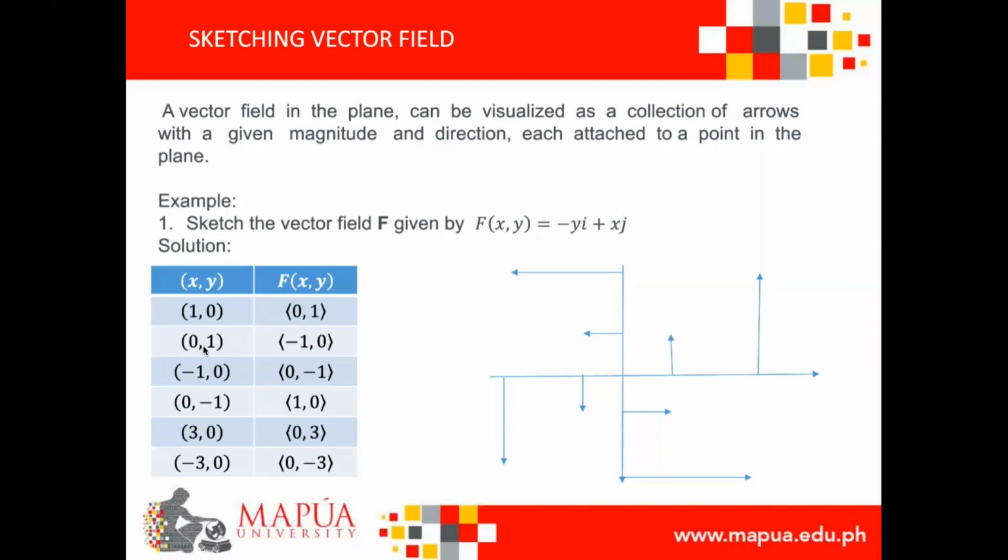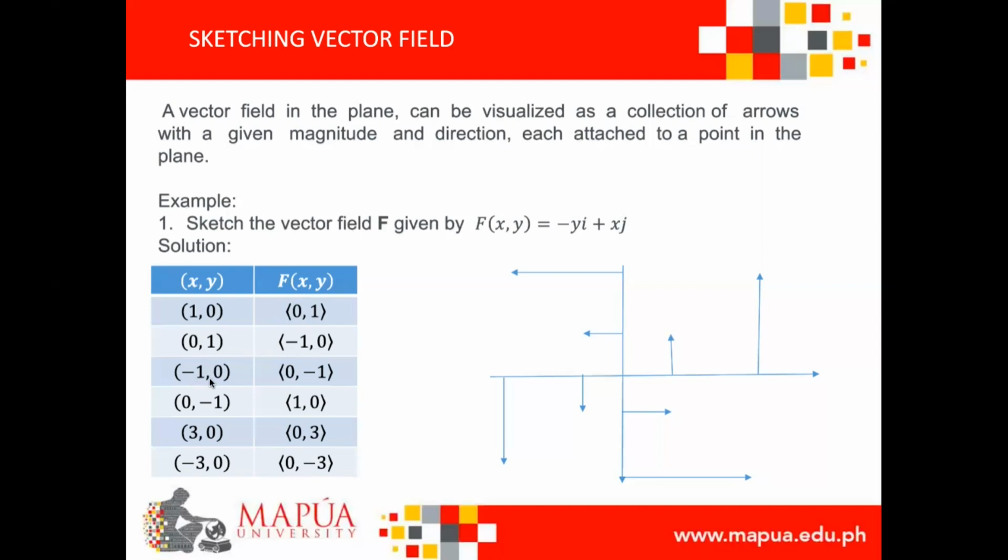Then for the second point, which has coordinates (0, 1), x will be 0. In that case, we have 0j, so the second component of your vector field f is 0. While we have 1 for y, and here we have negative 1i, so that will be the first component of your vector field f.